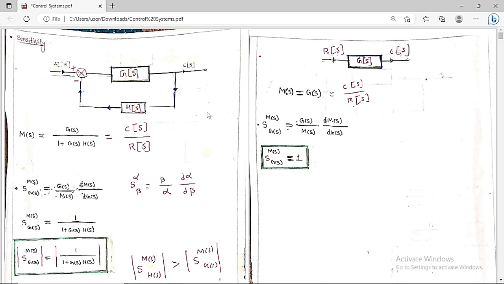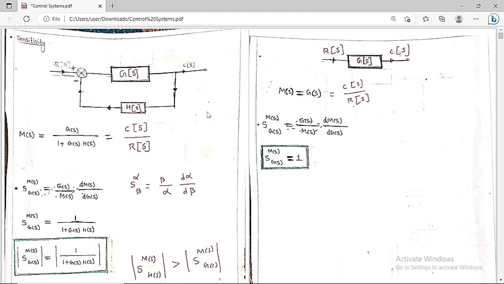So I want to figure out the formula. Wherever there is G(s), I put G(s), and wherever there is M(s), I put M(s). Therefore, we can say G(s) by M(s) into derivative of M(s) by derivative of G(s). So you know M(s) is G(s). The derivative of G(s) with respect to derivative of G(s) is 1. And M(s) is also G(s), so this value is also 1. So 1 into 1 is equal to 1. Therefore, the sensitivity of M(s) with respect to G(s) is equal to 1.